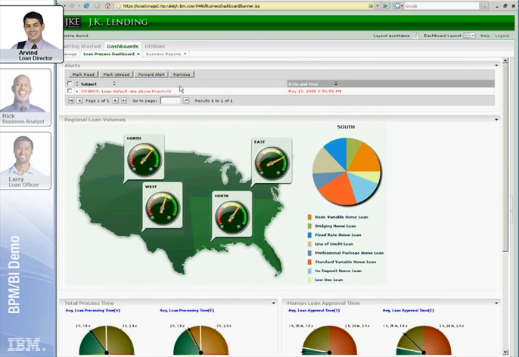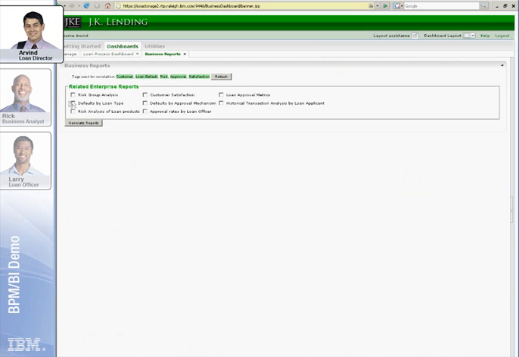Unfortunately, everything is not well. Arvind has just received an alert from Cognos showing that loan default rates have exceeded threshold values. Arvind pulls up the relevant reports to investigate the problem.